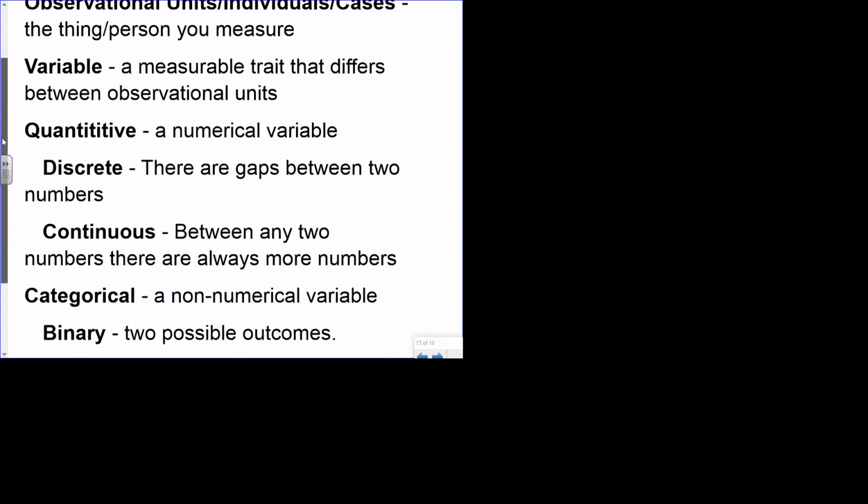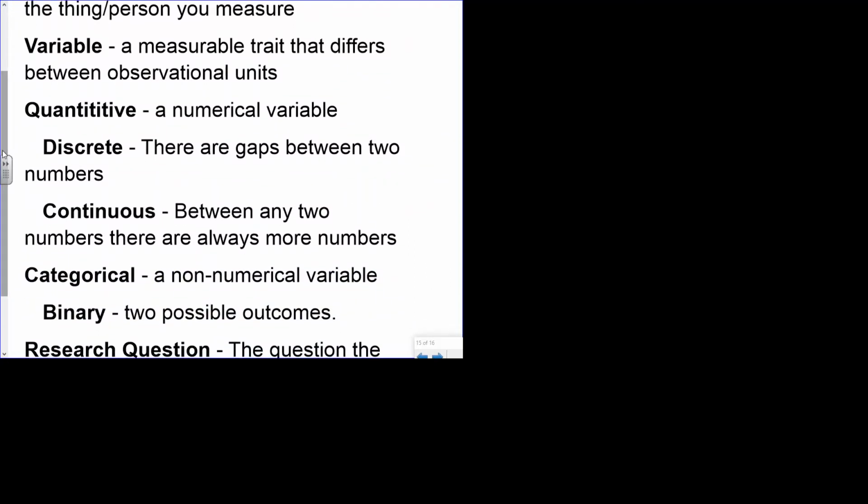Now, a variable has to differ from person to person, or you have to have a different variable, such as color has to differ from car to car. If something is the same for everyone, it's not a variable. It is a constant. Now, there are two main types of variables. One is quantitative, and the other is categorical. So quantitative is numerical. That means it requires a number. And specifically, it denotes a quantity.